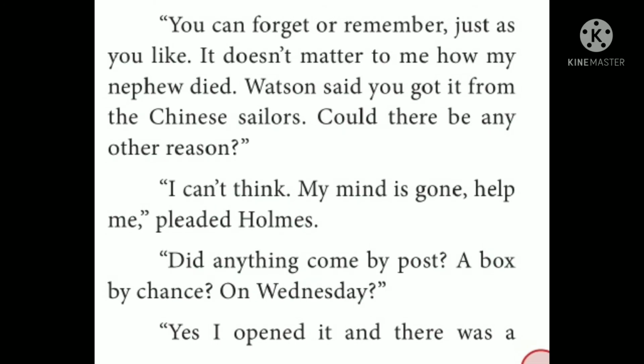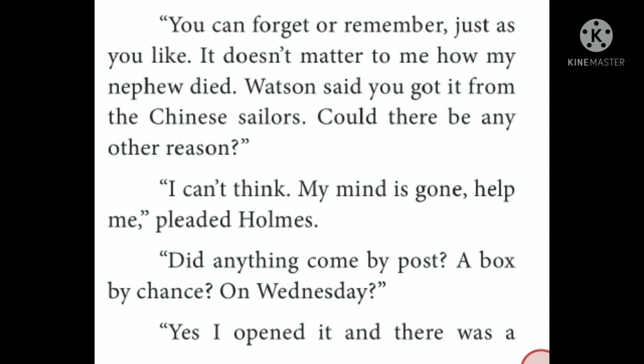"You can never forget or remember, just as you like. It doesn't matter to me how my nephew died. Watson said you got it from the Chinese sailors. Could there be any other reason?" "I can't think. My mind is gone. Help me," pleaded Holmes. "Did anything come by post?" "A box by chance on Wednesday. Yes, I opened it." Here we'll see the explanation.